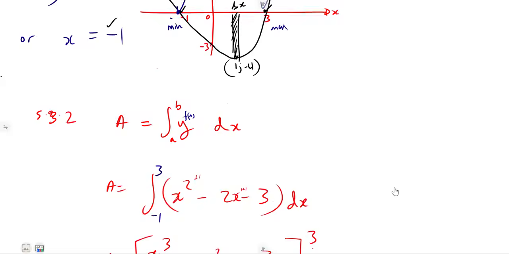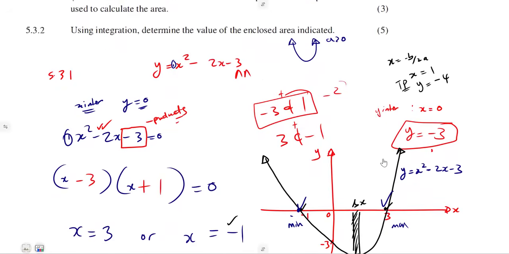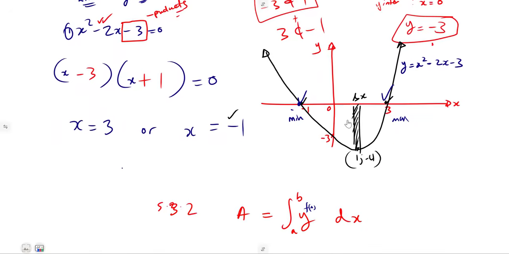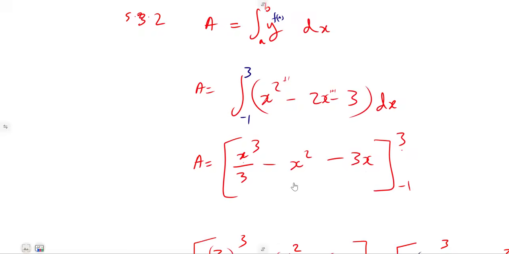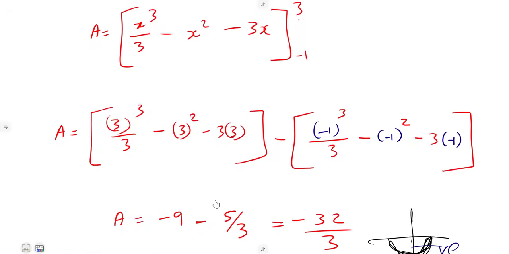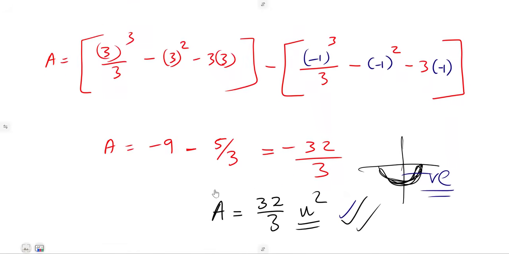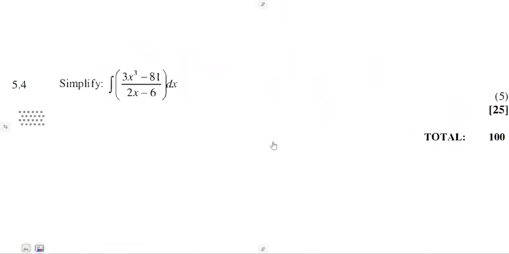So that is how these questions can be given. As you can see, we've answered these two: to sketch, and also to determine the area from that sketch using our integration. So just integrate, then substitute the limits, upper limit minus the lower limit. Okay, then on 5.4, which is the last question of our April 2025 exam, we are given to simplify this integral.